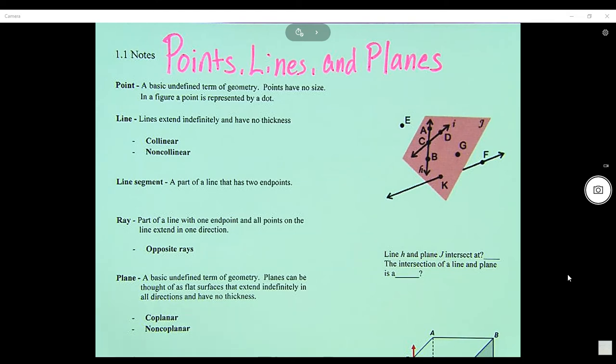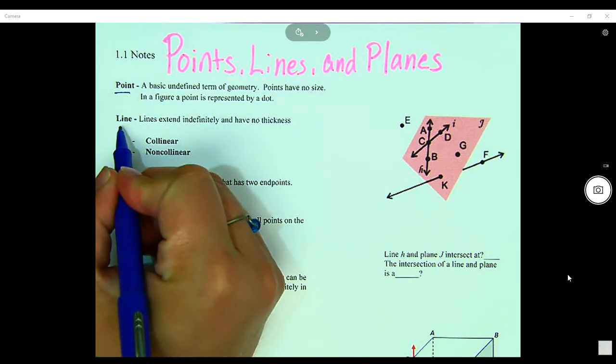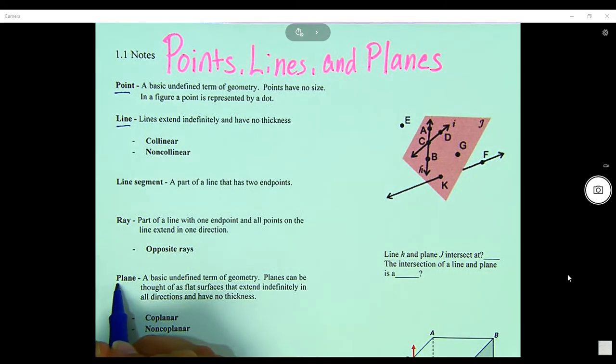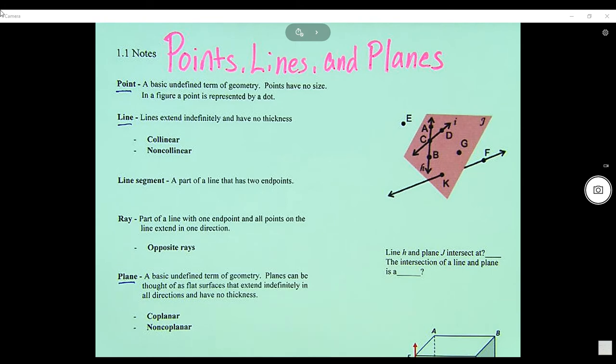Good morning. Today we're going to talk about points, lines, and planes. Points, lines, and planes are the three basic undefined terms of geometry. So a point is a basic undefined term. It has no size. In a figure, it is represented by a dot.